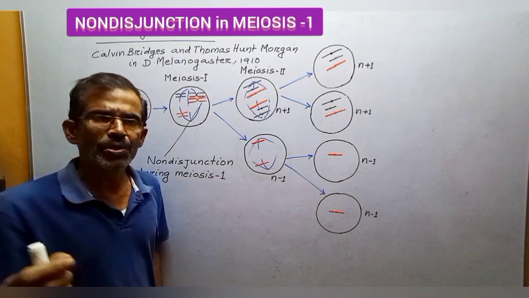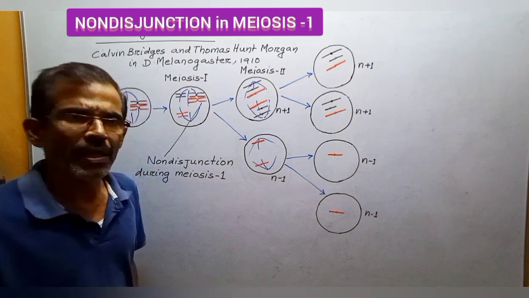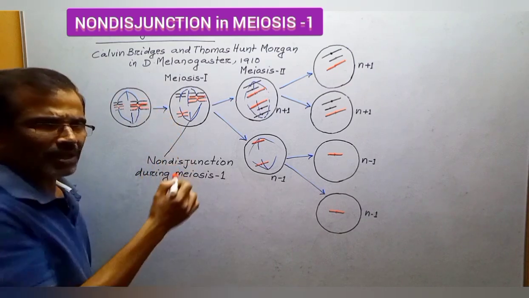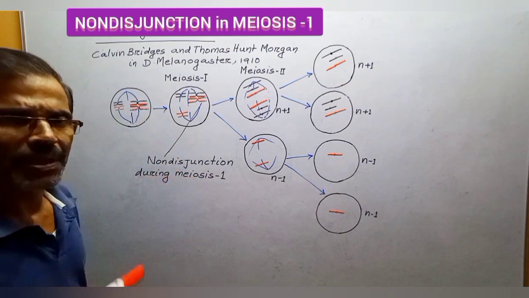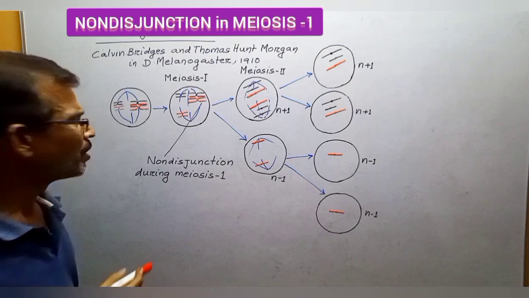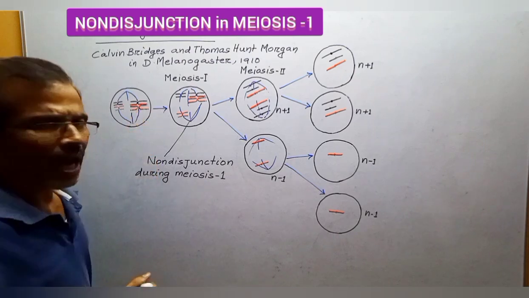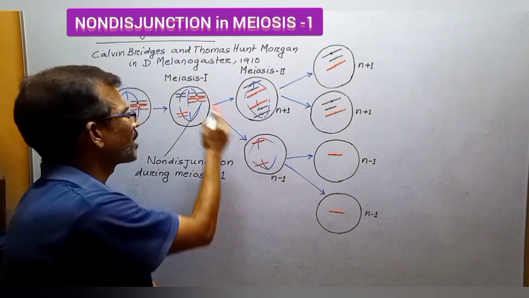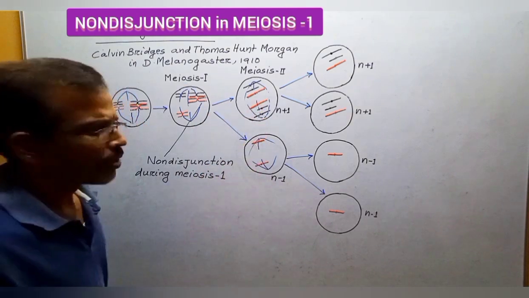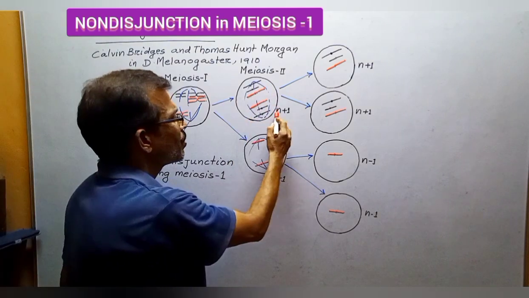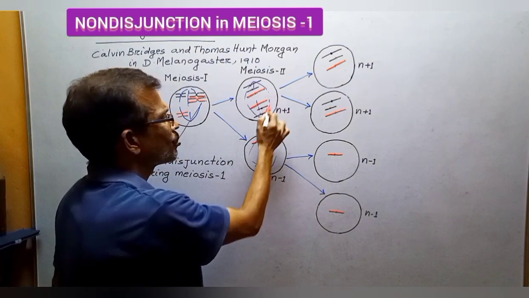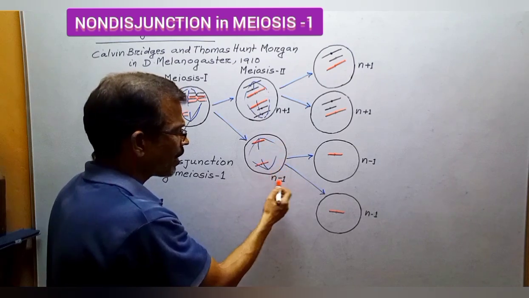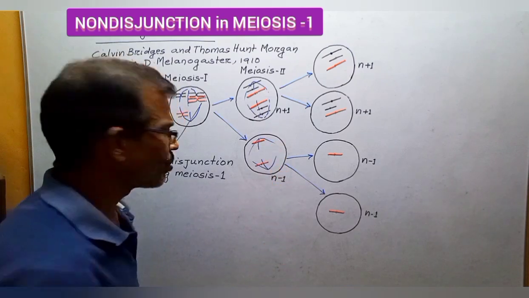Non-disjunction in meiosis 1 occurs when the pairs of homologous chromosomes, or the tetrads, fail to separate in anaphase. Because of this, out of the two daughter cells that are formed at the end of meiosis 1, one daughter cell will have n+1 chromosomes and the other daughter cell will have n-1 chromosomes.